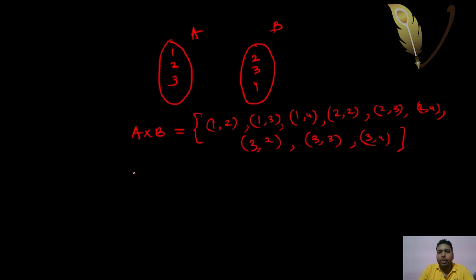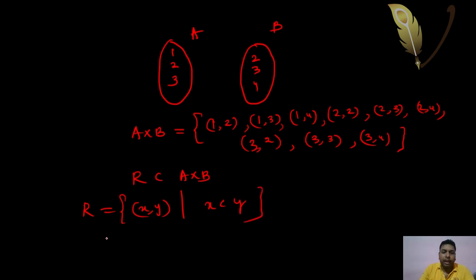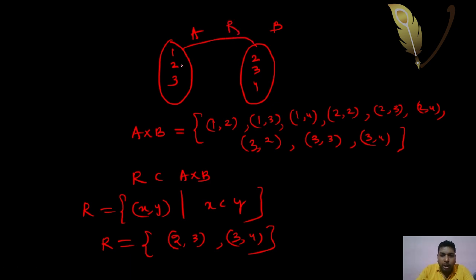Now, any subset of A into B is a relation. Suppose R equal to the set of ordered pairs (x, y) such that x less than y, then R is a relation. So what are the elements of R? Now it is (2,3), it is (3,4). Because the first component is smaller, the second component is larger. So it is (2,3) and (3,4). Now, by this relation R, 2 is related to 3. 2 is related with 3.